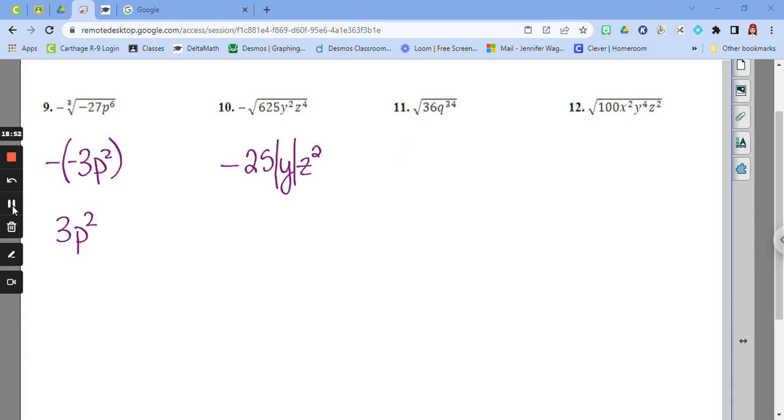On 11, the square root of 36 is 6. 34 divided by the index of 2 leaves us with q to the 17th. So that needs absolute value. On 12, the square root of 100 is 10. On the exponents for x, 2 divided by 2 is 1. On y, 4 divided by 2 is 2. And on z, 1, because we'll have 2 divided by 2. So we have two cases where we have odd exponents left after an even index.